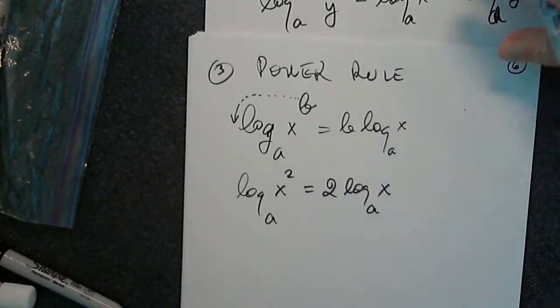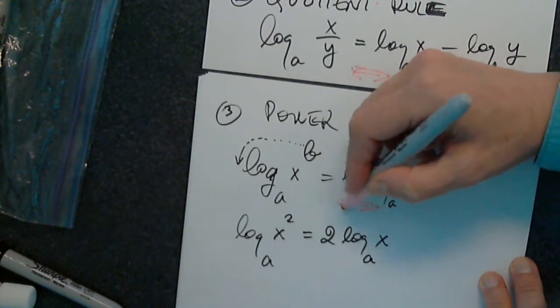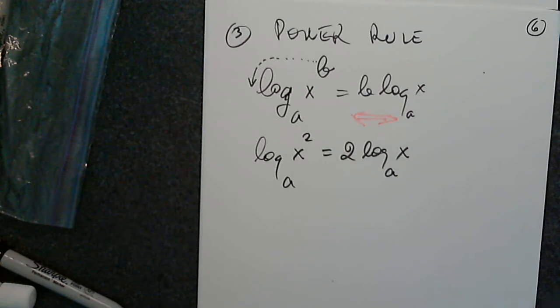Of course, I forgot to say here, this goes back and forth. See here the same. Meaning, if I see a difference of logs, I can go back and write log applied to a ratio. If I see a number in front of the log, I know it really comes from the power of x. The last one is the change of base formula, and then we'll practice all of these.